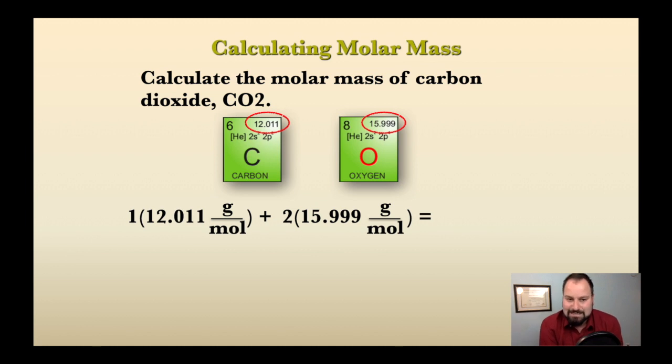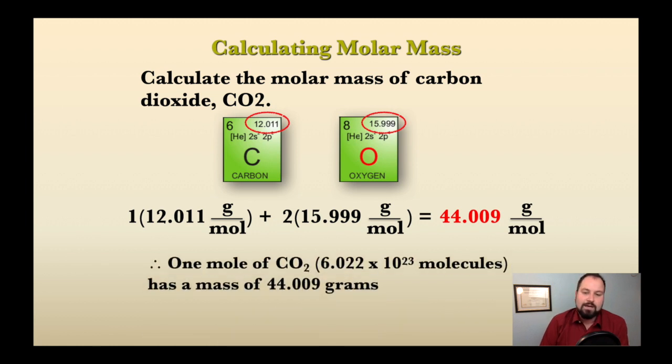Molar mass is in grams per mole. That is the unit that they are in. If you multiply out and add them up, you're going to get 44.009 grams per mole, and that means that 1 mole of carbon dioxide, that means 6.022 times 10 to the 23rd molecules of carbon dioxide, have a mass.